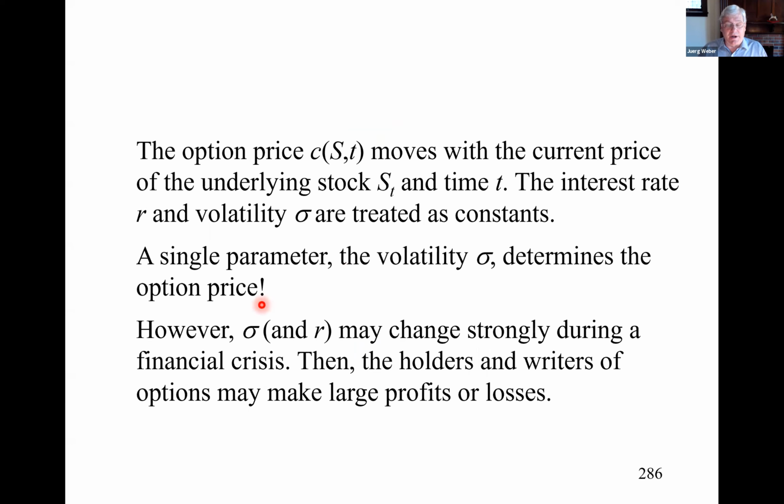So people were quite excited that they can explain the value of an option just using a single parameter, the volatility of the underlying share, which is what you have in the geometric Brownian motion. So that's treated as constant. But naturally, during a financial crisis, this sigma is not constant. And so during a financial crisis, the writers of the option may make large profits or losses when this volatility changes.